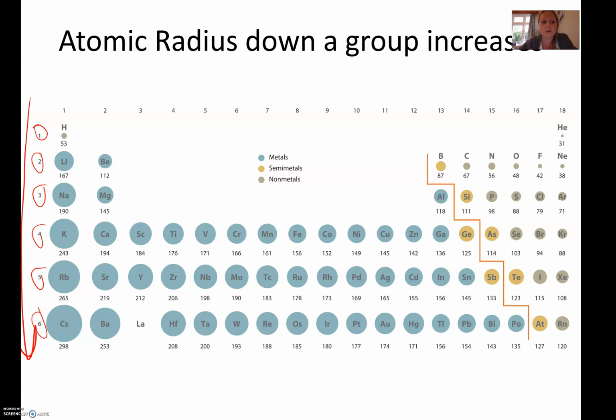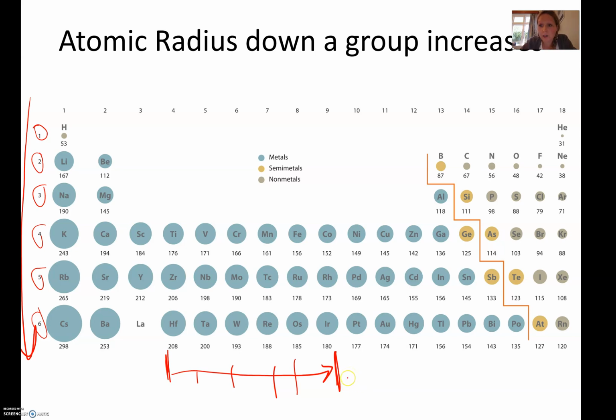Okay, so you've got far more energy levels, and if you've got more energy levels, those valence electrons are going to be physically further away from the nucleus, and that's going to make the size bigger. Okay, so if the valence electrons are further from the nucleus, it's going to weaken that electrostatic attraction. There'll be more shielding by inner shell electrons, and therefore the size of the atom will be bigger.